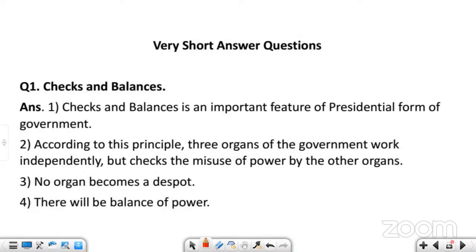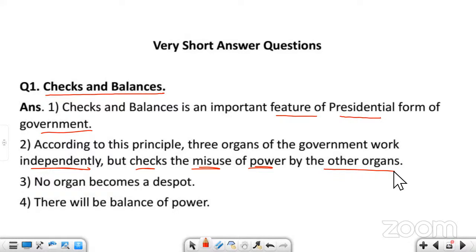So what is checks and balances? It is the feature of presidential form of government. This is the principle where the 3 organs of the government work independently, but they check the misuse of power by other organs. So what is checks and balances? It is a principle where 1 organ of the government is checking the other 2 organs for misuse of power.